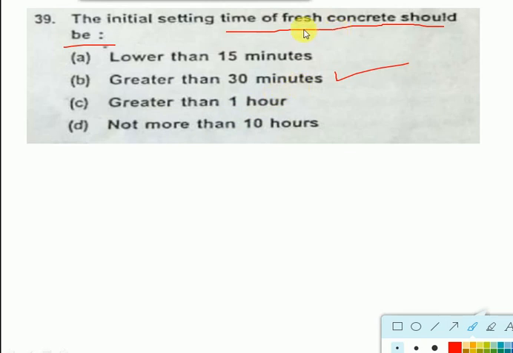They will not see this question properly. They won't read the question correctly. They are asking for concrete, not for cement. So always remember, the initial setting of the concrete is always greater than what? Greater than 1 hour. So the answer for this question is C. Okay, you have to remember this one.